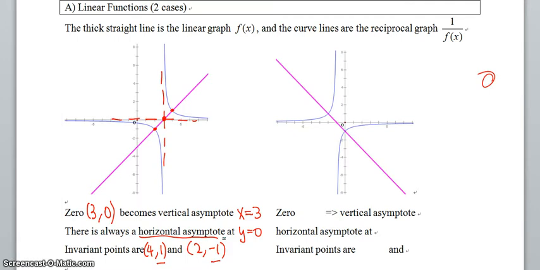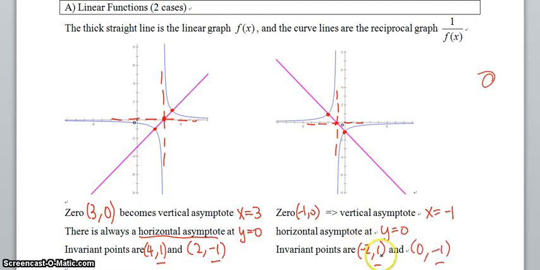And you can go the other direction. The zero here is at (-1, 0). So therefore, the vertical asymptote is x equals negative 1. There's always a horizontal asymptote at y equals 0. So there's always one here, and there's one here, as you can see. The invariant points are here, which are (-2, 1) and (0, -1). Whenever the y is 1 and negative 1, there it will be an invariant point. Okay, so complete the notes here.